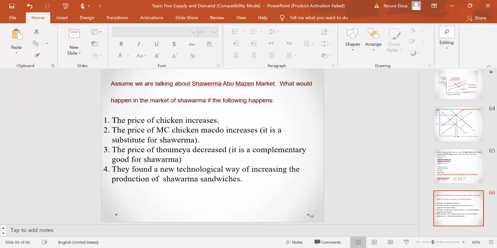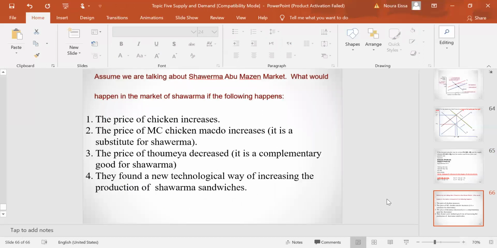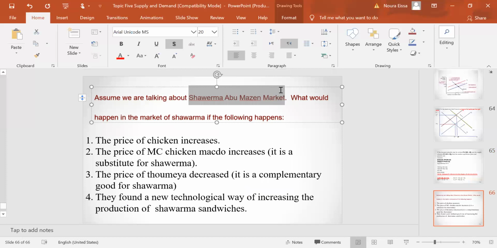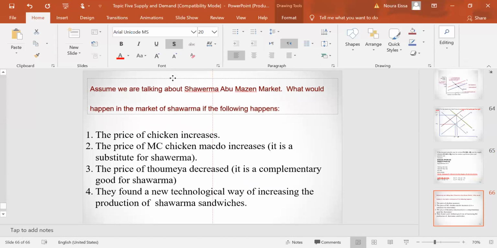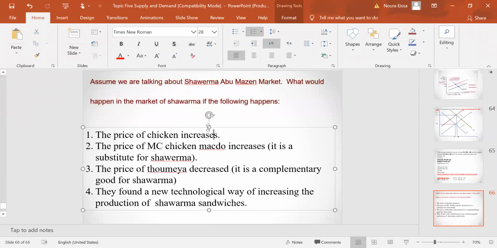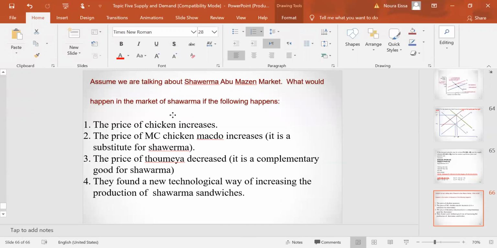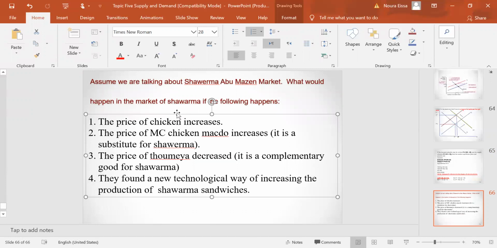Okay, now let's look at this slide. What does it say? We're assuming that we are talking about the shawarma Abu Mazen market. What would happen in the market if the following happens? Okay, the price of chicken increases. We're going to take one by one. Now, the first step that you should know is that you will graph one graph for each question.